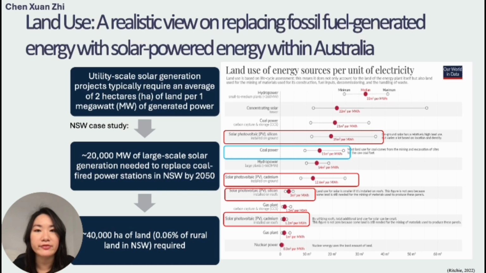So when taking New South Wales as a small case study, the AAMO estimates that approximately 20,000 megawatts of large-scale solar generation is needed to replace coal-fired power stations by 2050, which means about 40,000 hectares of land, or only 0.06% of rural land in New South Wales is needed.